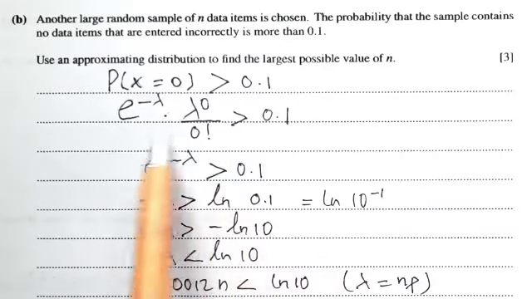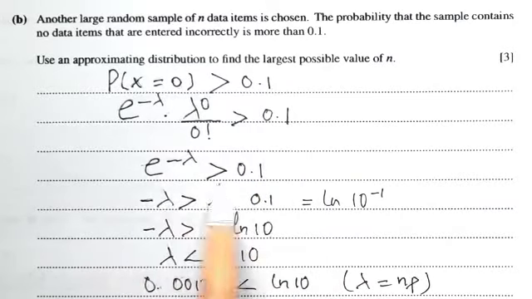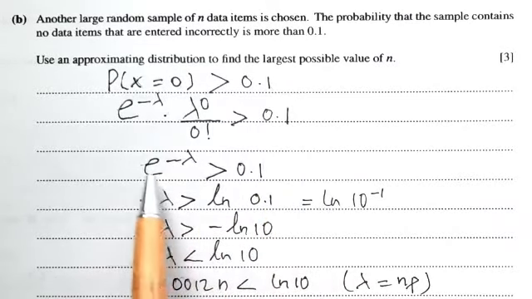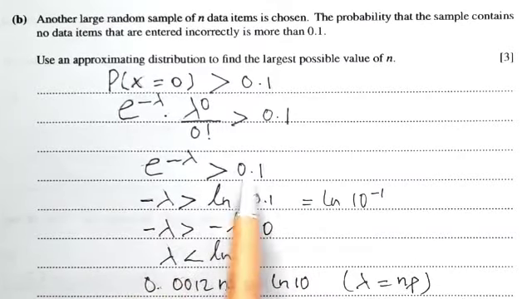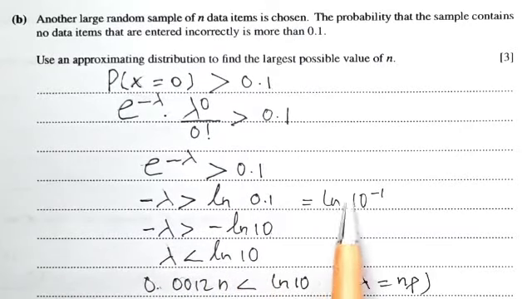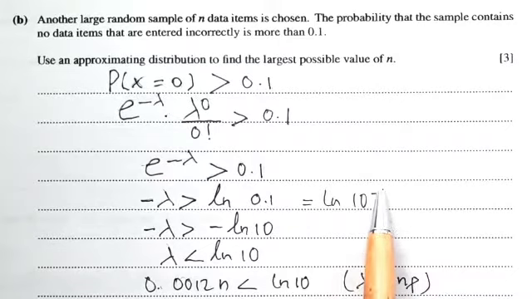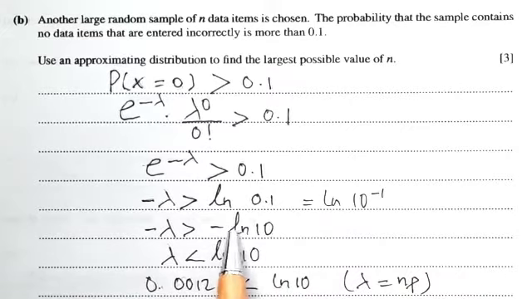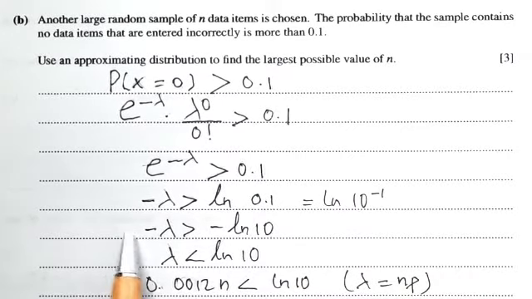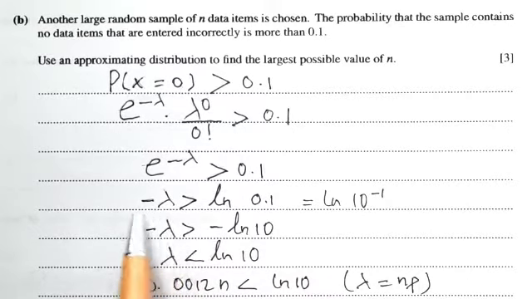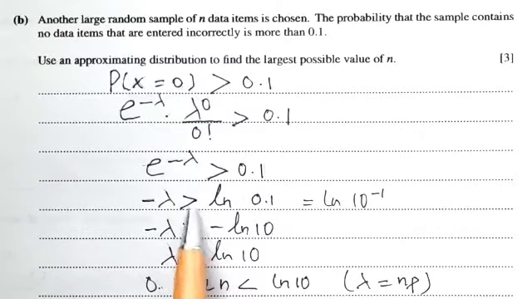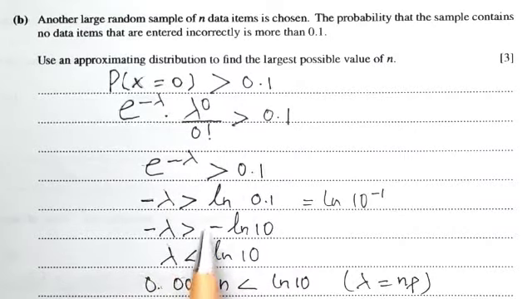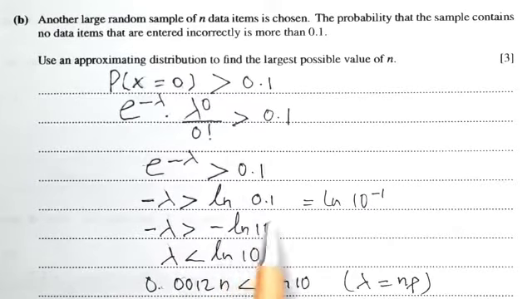Take the natural logarithm of both sides. Thus ln of e to the power minus lambda, that is minus lambda, is more than ln 0.1. We can write 0.1 as 10 to the power minus 1, and by using the laws of logarithms, the minus 1 moves to the front, giving minus ln 10. Divide both sides by minus 1: minus lambda divided by minus 1 is lambda, and we reverse the direction of the inequality sign since we divided by a negative, so lambda is less than minus ln 10 divided by minus 1, that is ln 10.